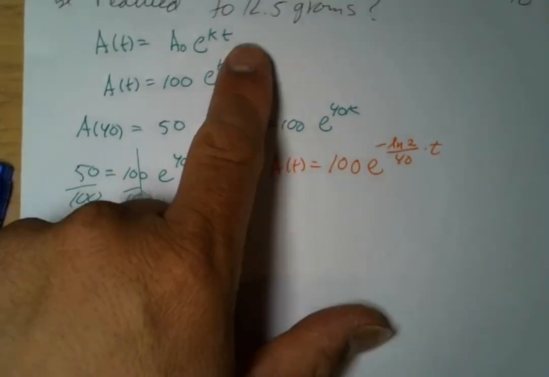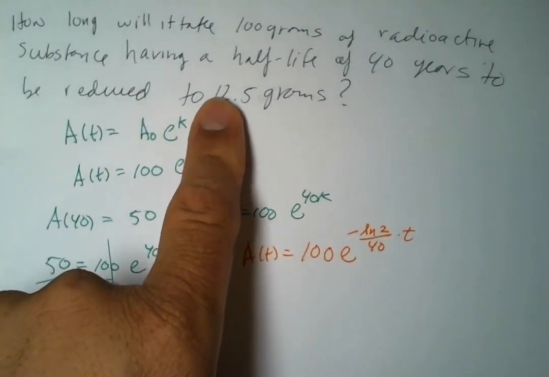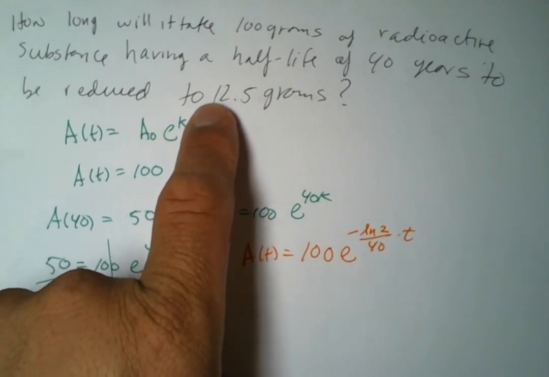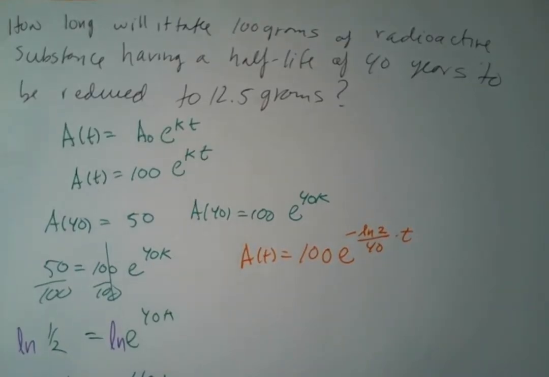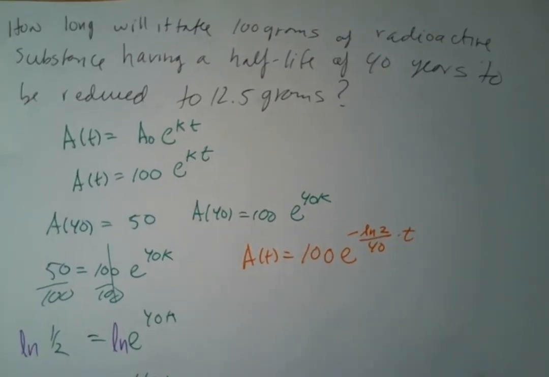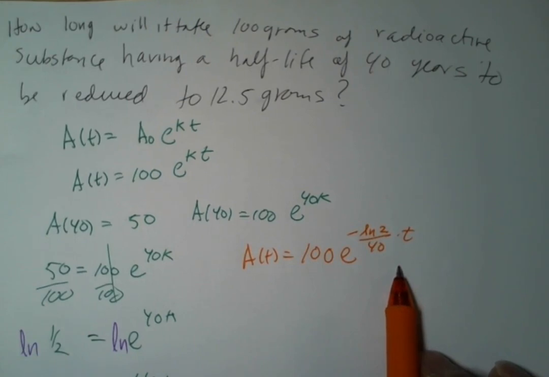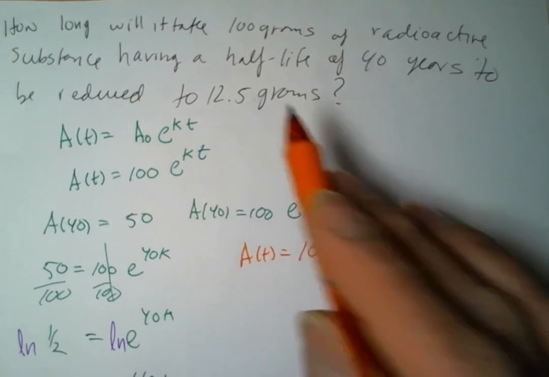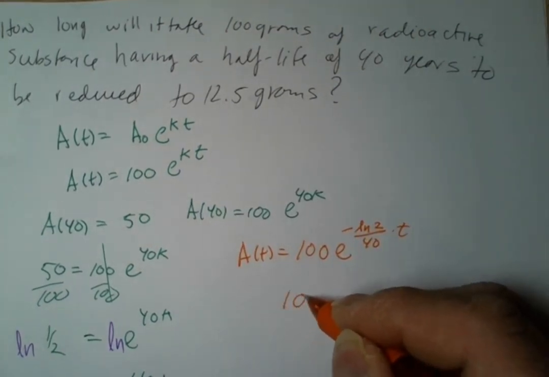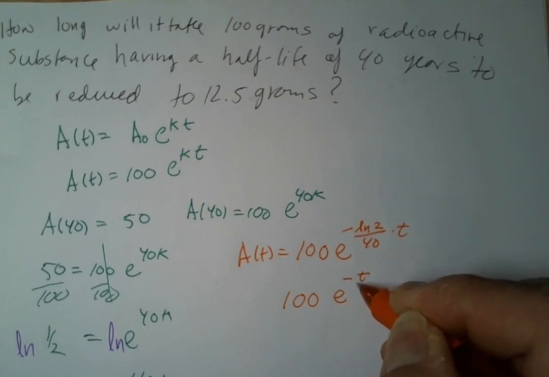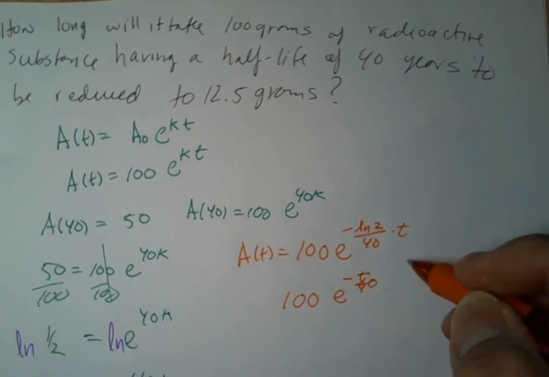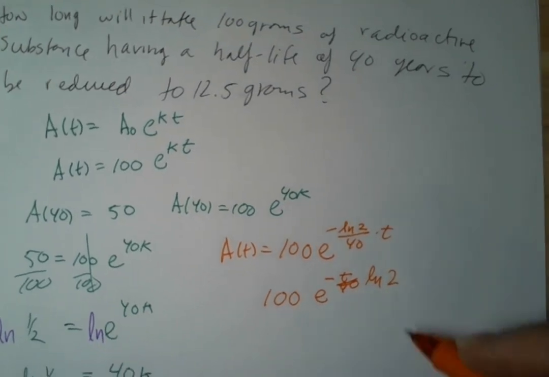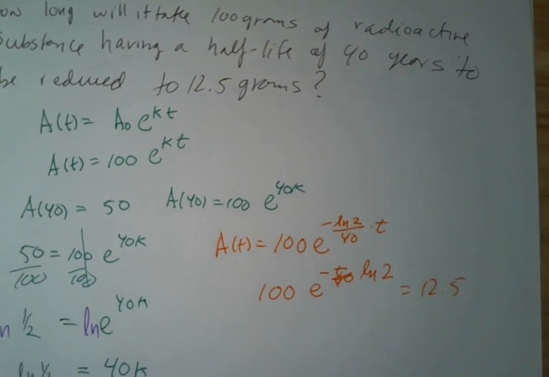One thing that is different from the previous one: in the previous one they gave me how much is there after a certain amount of hours. Here we're looking for the inverse of it. We're actually looking for the input, where before we were looking for the output. So how much time till it is reduced to 12 and a half? When does that happen? The way we do that is we set A of t equal to 12 and a half.